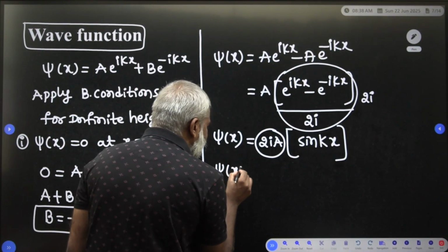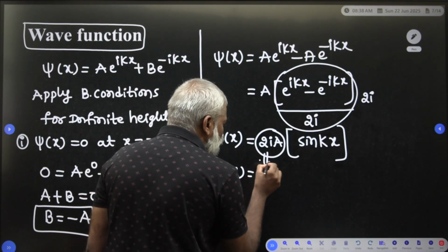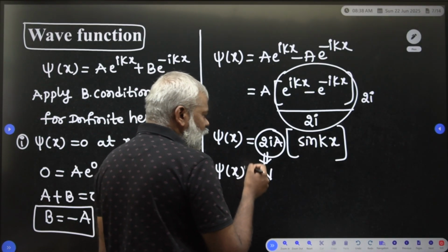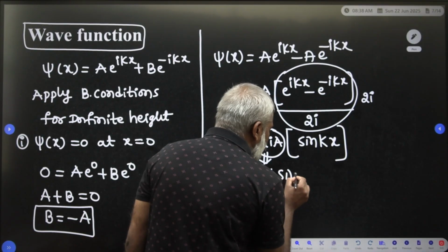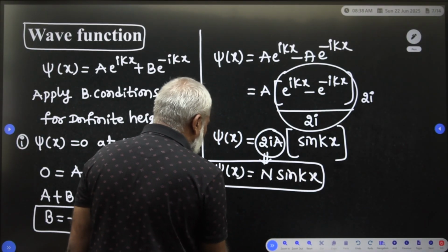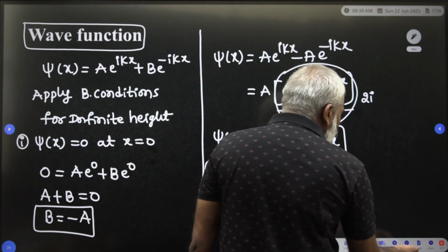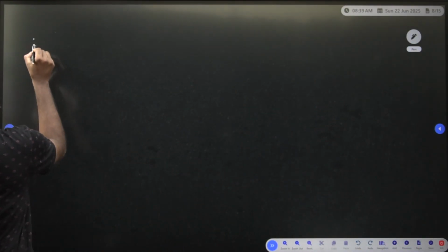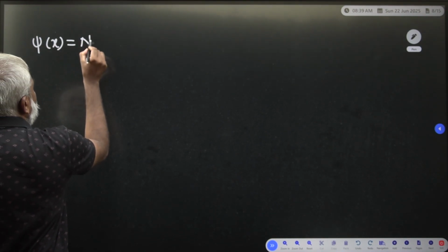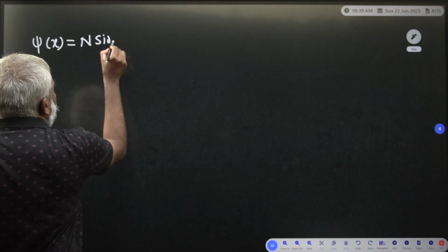You have to take one constant, that constant is N. So ψ(x) = N sin kx. This is ψ(x) = N sin kx. Now we have to apply the second boundary condition. From the first boundary condition we are getting one wave function, that is N sin kx.